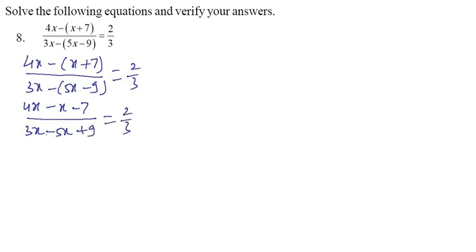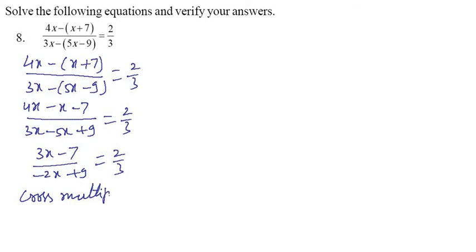Yes, 4 minus 1, that is 3 of x, and minus 7, and here 3 minus 5, that is minus 2 of x plus 9, and it will be 2 by 3. Now do the cross multiplication.